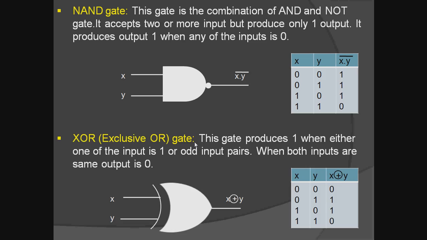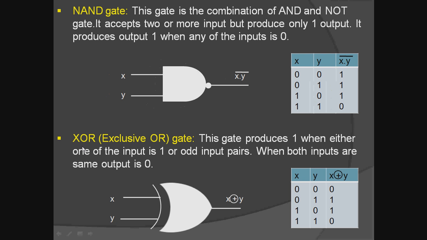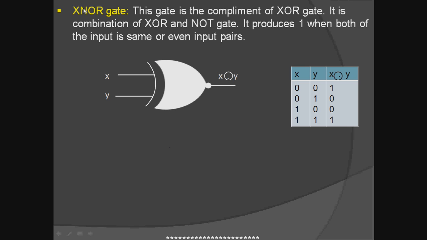All right, so next you have the XNOR gate. This gate is the complement of the XOR gate. What we have just seen is the XOR gate, exclusive OR gate, and this XNOR is just the opposite, or the complement, of the XOR gate. So it is actually the combination of XOR and NOT gate.